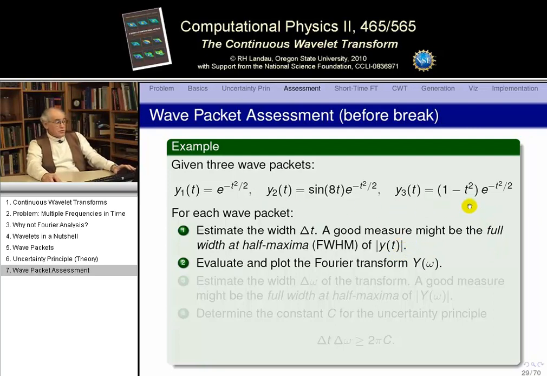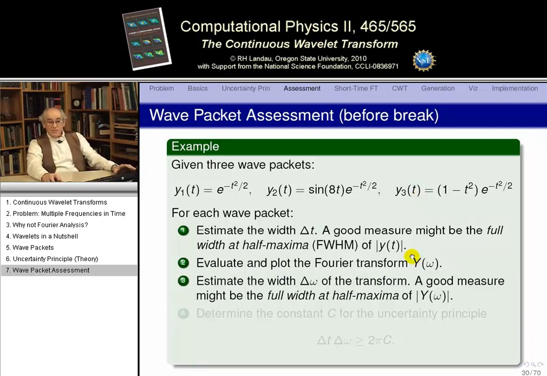Do the same thing now. Evaluate the Fourier transform for each of these cases, either analytically or numerically, whichever you feel most comfortable or most proficient at. And then, once you have the Fourier transform, analyze its frequency width, or its uncertainty in frequency space, delta omega. Again, the full width at half maximum is a good measure of that. Then determine how well the uncertainty principle holds for each of these three cases. In other words, multiply your width in time times your width in frequency, and it should be 2 pi times some constant. Determine what the constant is.